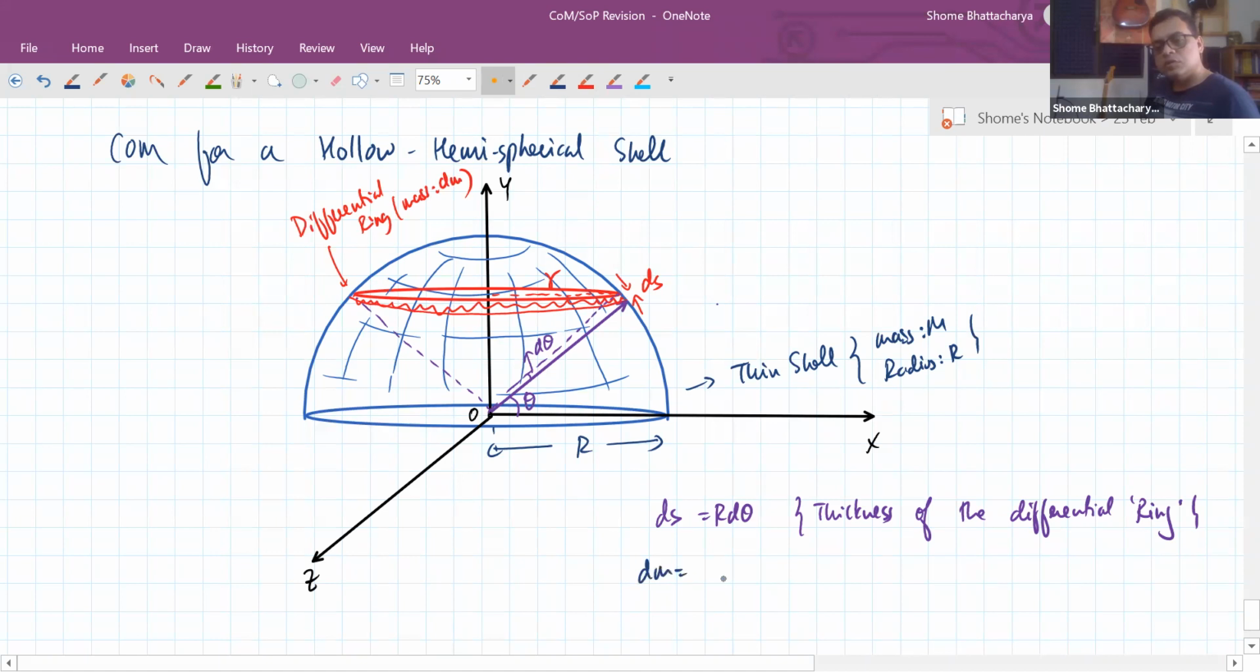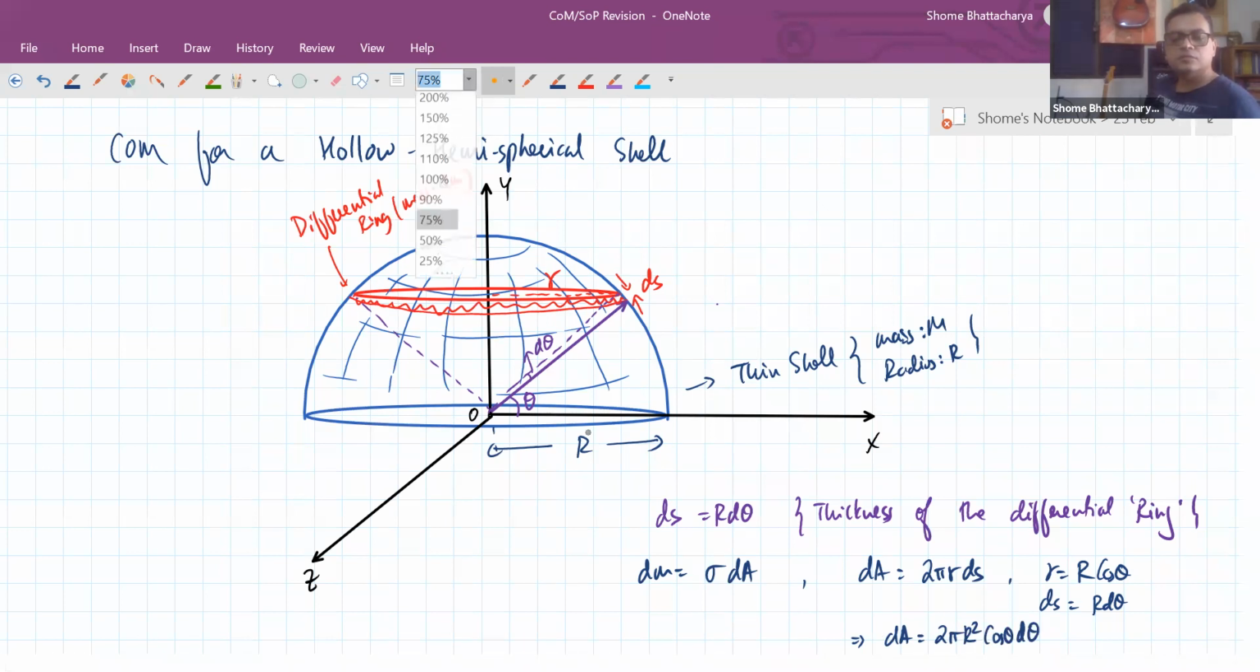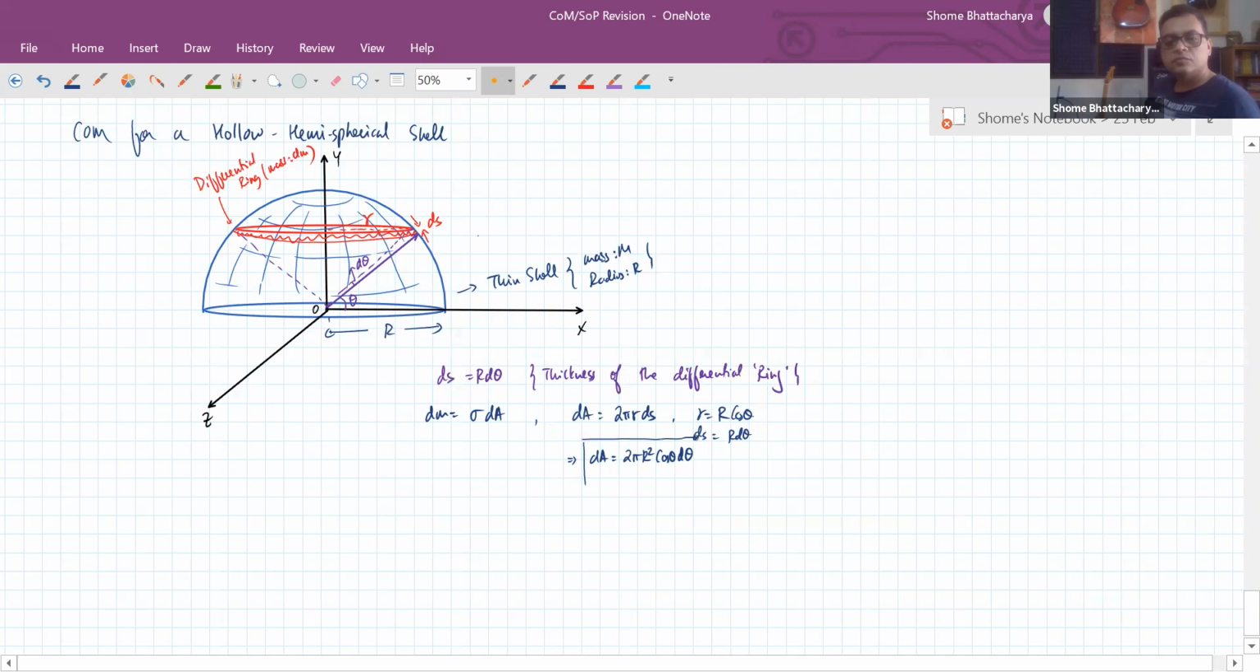So the mass of that ring will become again sigma into area. So the area will be circumference into thickness. Now you can see here that the radius of that particular ring will become r cos theta, and the thickness we've already seen is r d theta. So the area becomes 2 pi capital R square cos theta d theta. This becomes the area.